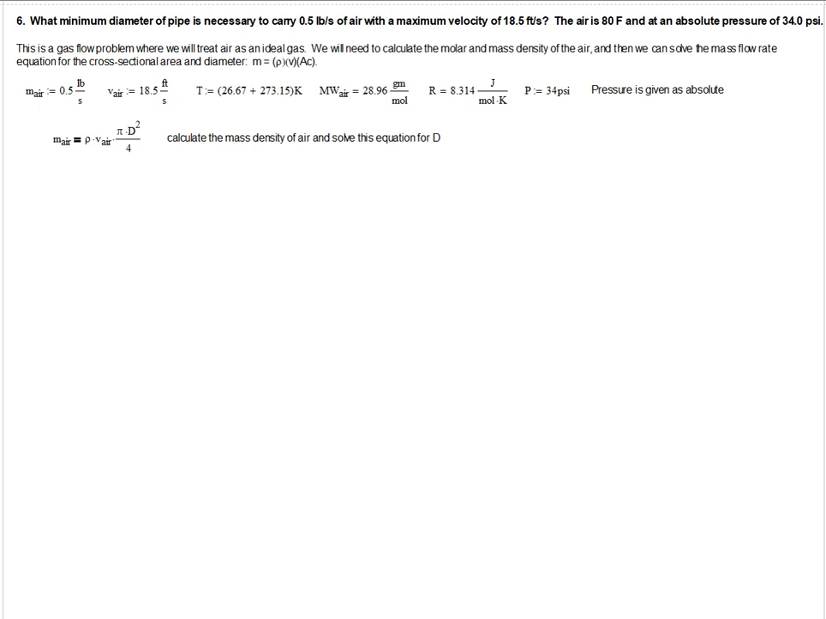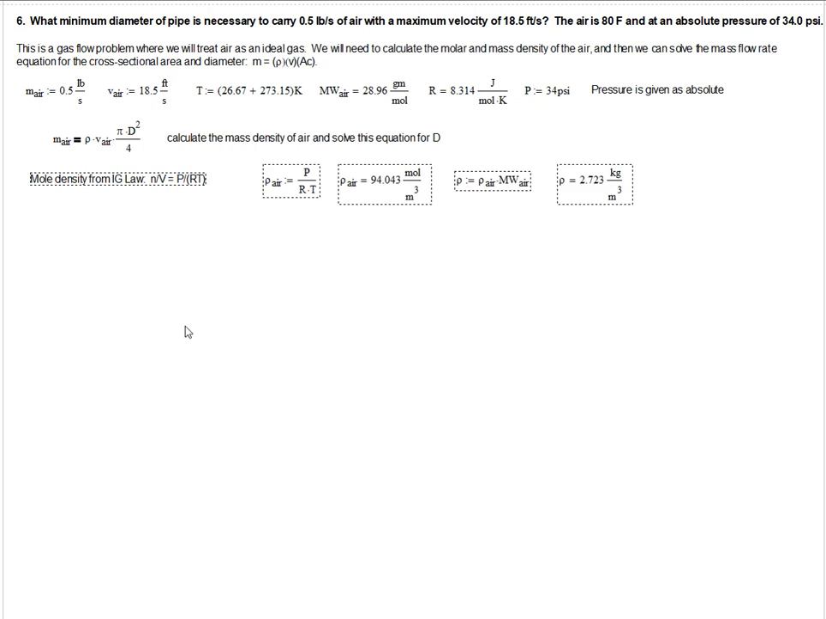Using the ideal gas law, we will calculate the molar density and then convert that to mass density. So the molar density is N over V, and that's equal to P over RT. And so we are able to calculate a molar density of 94 moles per meter cubed. We multiply that by the molecular weight to convert that to a mass density of 2.72 kilograms per meter cubed.